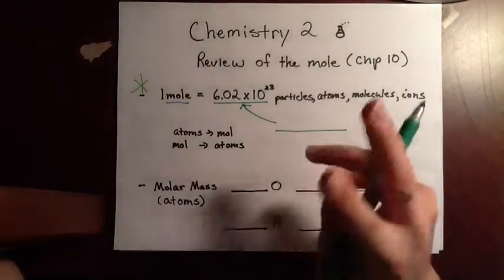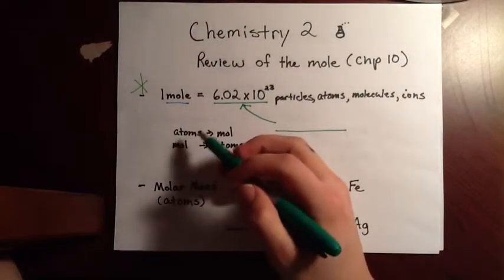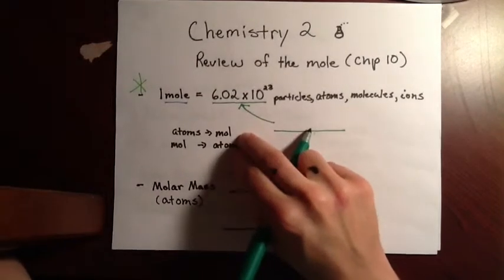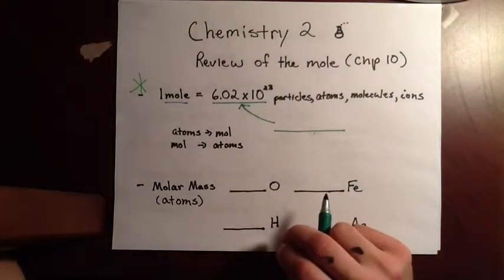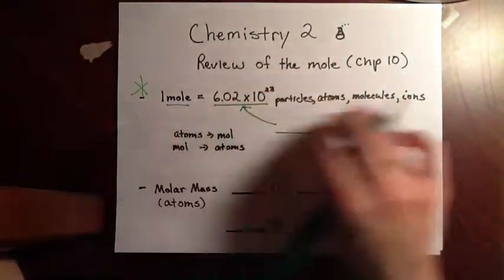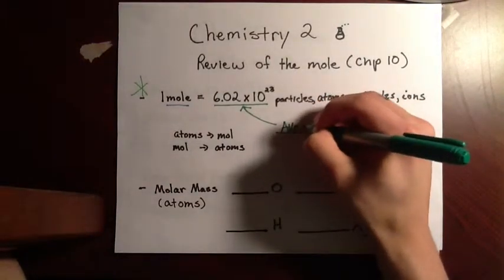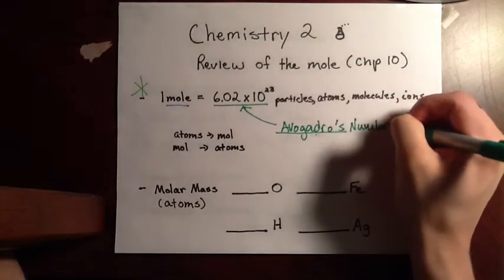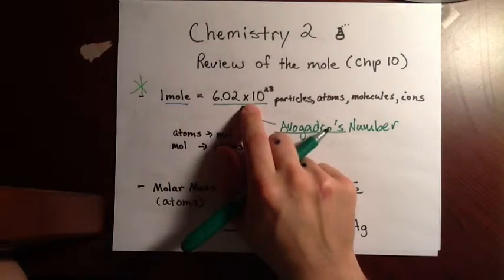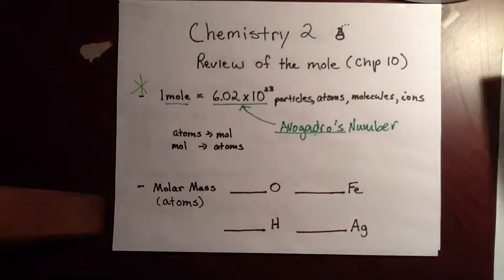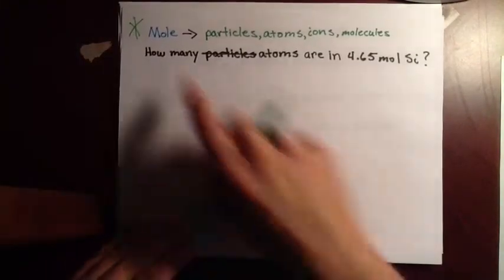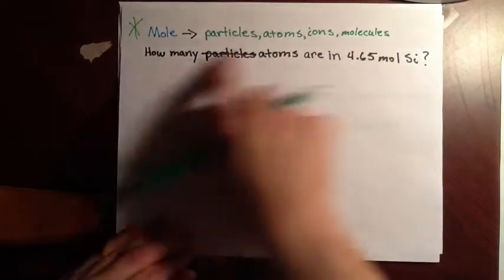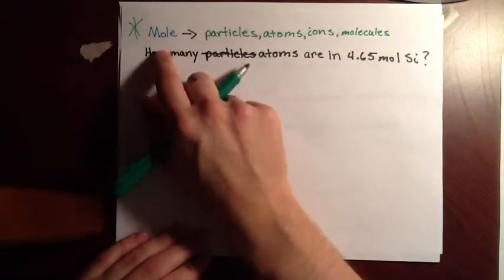The two types of problems that we can have with this is going from atoms to mole and mole to atoms. We're going to do both of these types of problems today, and just remember this, make sure you write this in your notes. This is Avogadro's number. This is review, but you should know that. Alright, so let's do mole to particles, or mole to atoms, or mole to ions, mole to molecules. It's all going to be the same thing. Let's do this type of problem first.